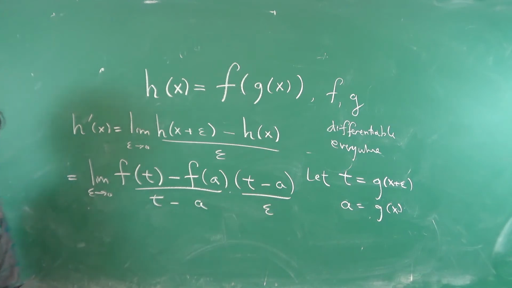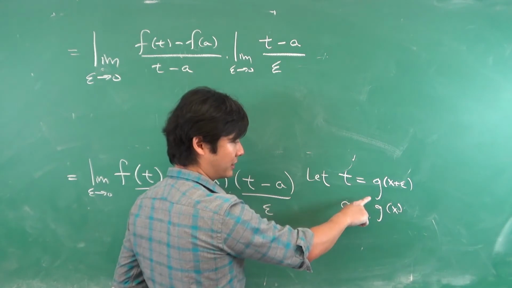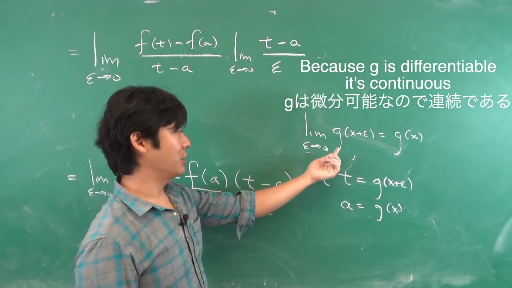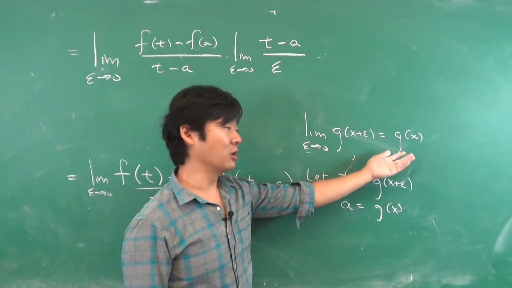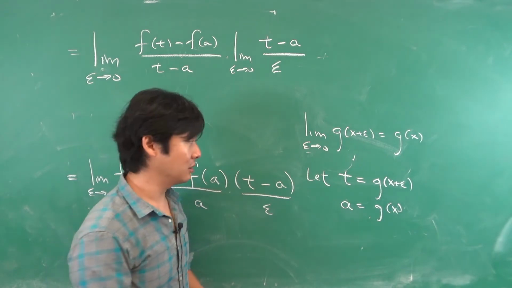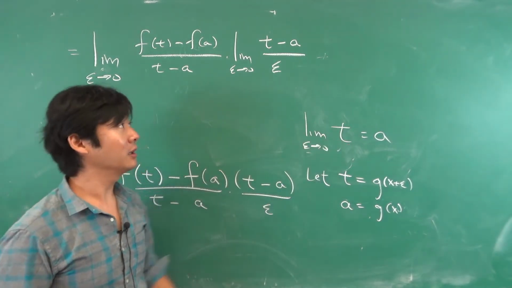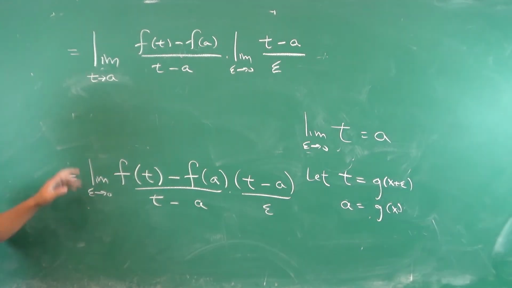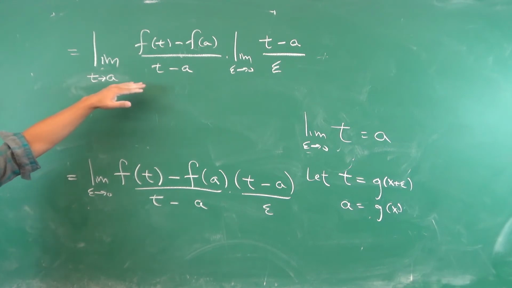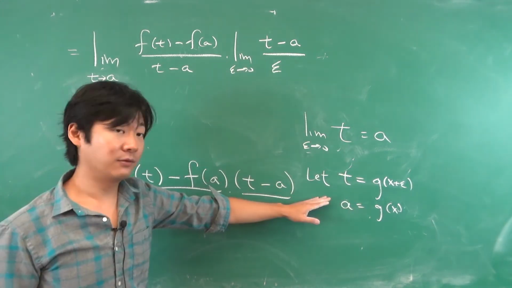Now when epsilon goes to 0, we notice that because g is differentiable, it's continuous, so g of x plus epsilon will go to g of x as epsilon goes to 0, or in this new notation, we have limit as epsilon goes to 0 of t will go to a, so we can replace this with the limit as t goes to a of f of t minus f of a divided by t minus a. Here, let's plug in t and a from here.